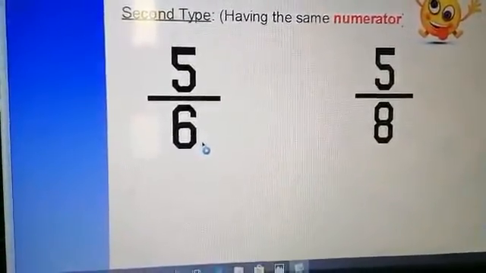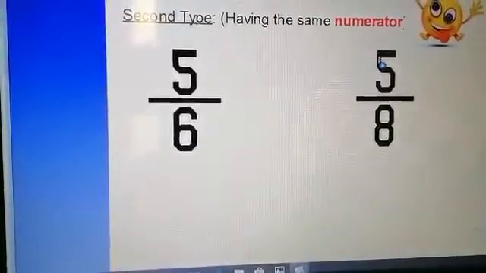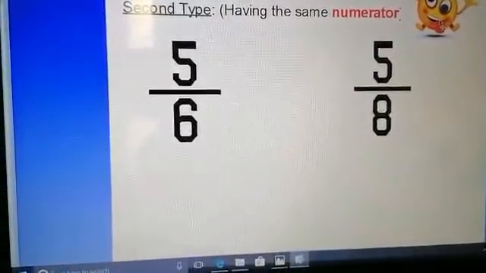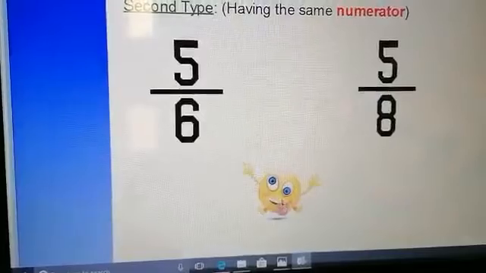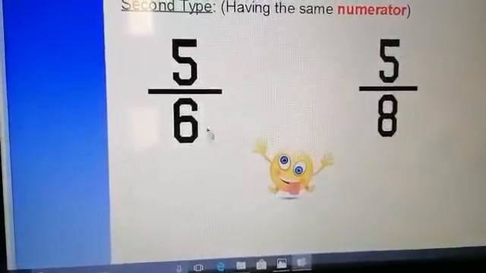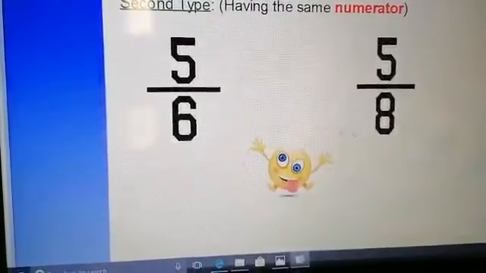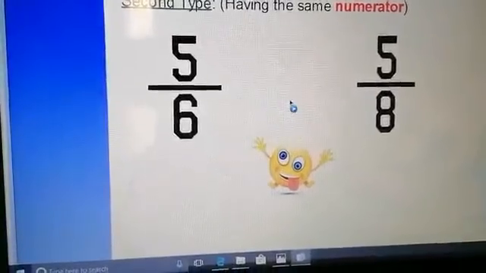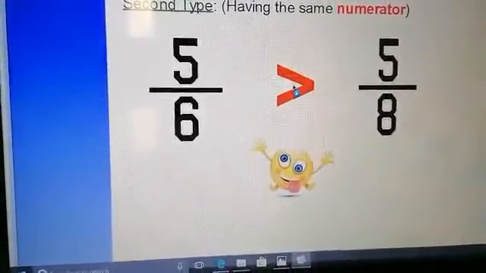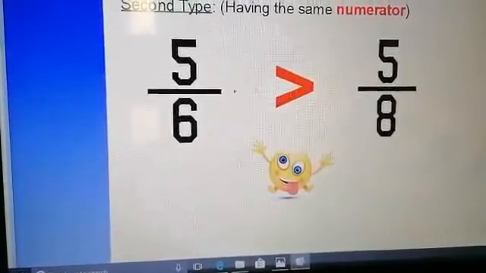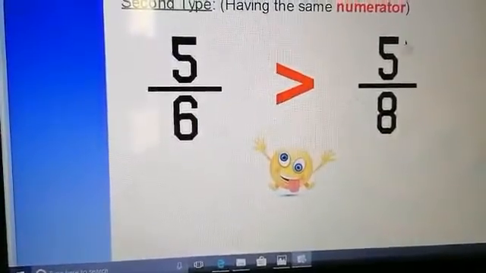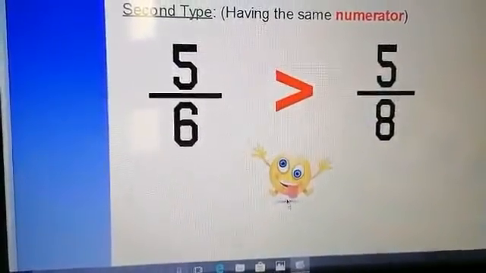So I put the opposite sign. So this fraction, I call it a crazy fraction. Why is this crazy? Because 6 is smaller than 8. But if 6 and 8 are in the denominator, then 6 will give the bigger fraction. So the first fraction will be bigger than the second fraction. It's a crazy fraction.